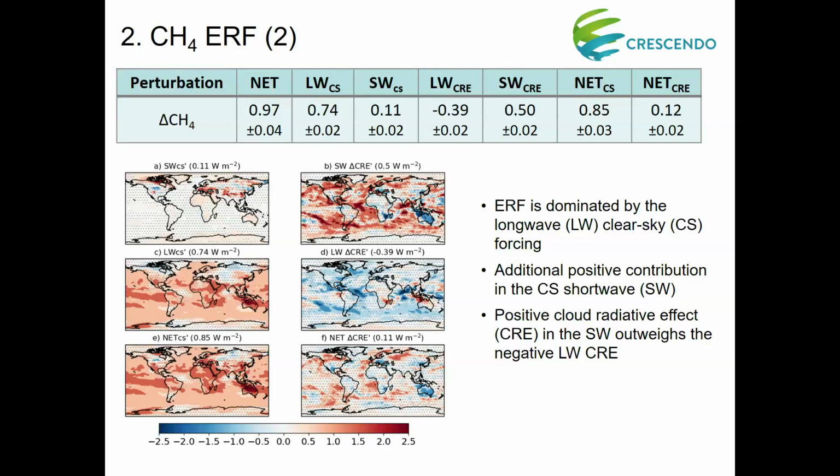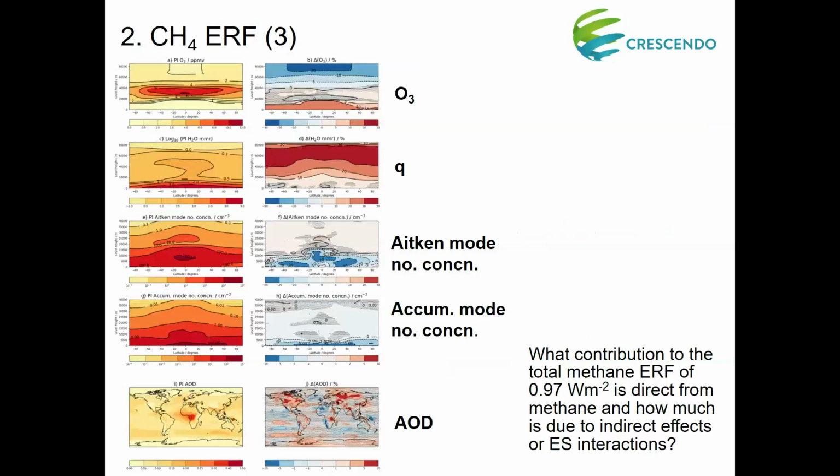Of course, we know that methane is a reactive greenhouse gas. So we're not only going to get a direct radiative effect from methane itself, but we're also going to get some contributions from methane-driven changes in ozone, for example, or in water vapor, or indeed potentially in aerosols. So what contribution to this total methane effective radiative forcing of 0.97 watts per square meter from UK ESM1 is direct from methane, and how much is due to indirect effects or Earth system interactions?